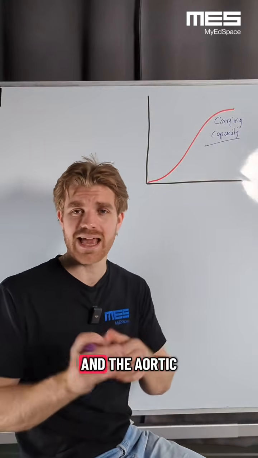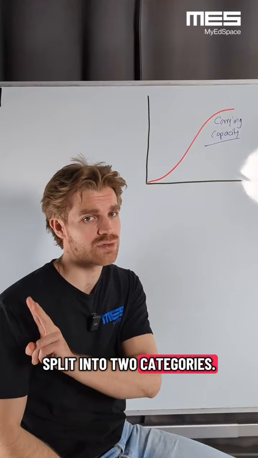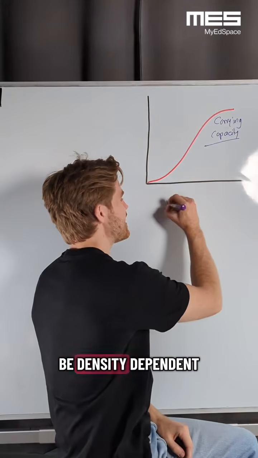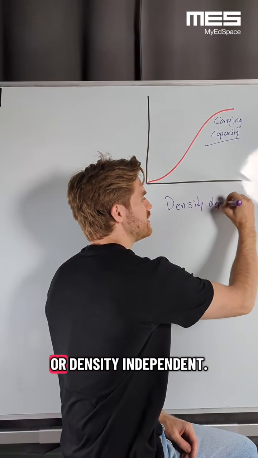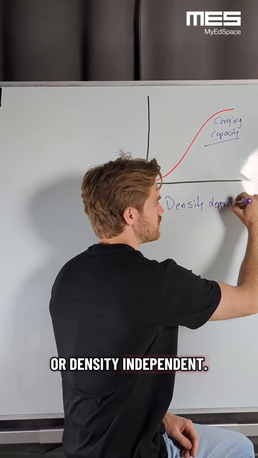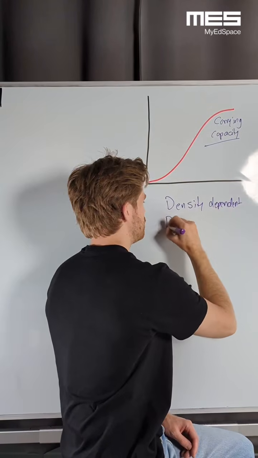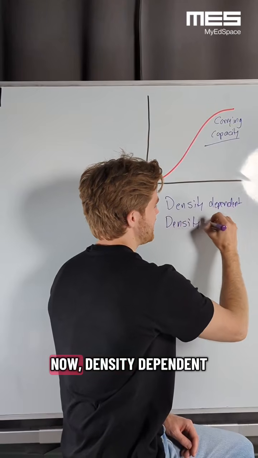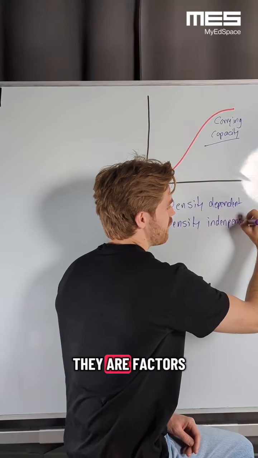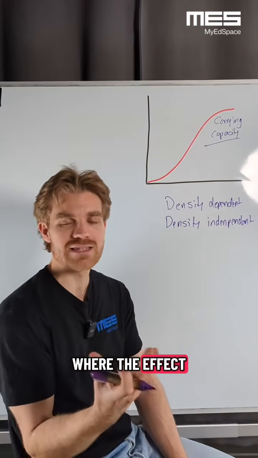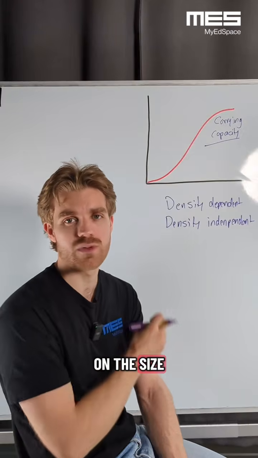Now, the biotic and the abiotic factors can be split into two categories. They can either be density dependent or density independent. Now, density-dependent factors, they are factors where the effect of it depends on the size of the population.